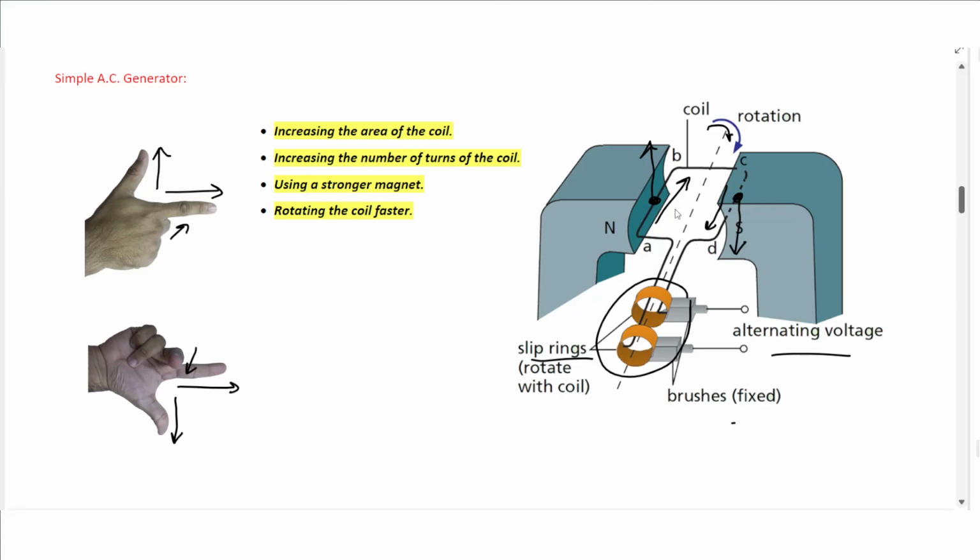So if you are asked why does a generator create alternating current, it is because each side of the coil sometimes moves upwards and sometimes it moves downwards. When you reverse the direction of the motion, you reverse the direction of the current. So the output of a generator is an alternating current, not a direct current. If you want to increase the voltage coming out of a generator, you can increase the area of the coil, so the magnetic flux will increase, increase the number of turns of the coil, use a stronger magnet, or rotate the coil faster. This increases the voltage.